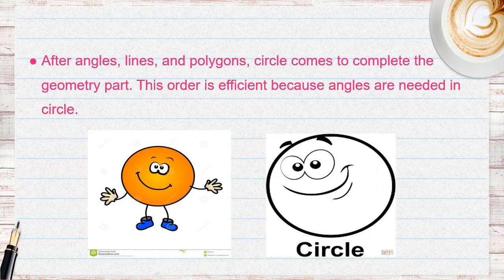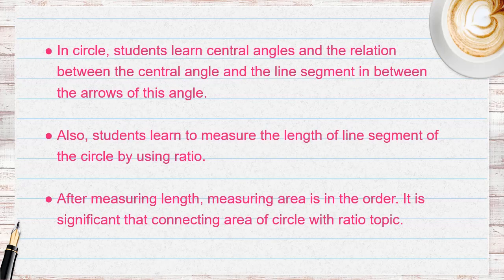Then circle comes to complete the geometry unit. This order is efficient because angles are used in circle. In circle, students learn central angle and the relation between the central angle and the line segment. Also, students learn to measure the length of the line segment by using ratio. After that, measuring area is in the order. It is important to connect the area of circle with the ratio topic.